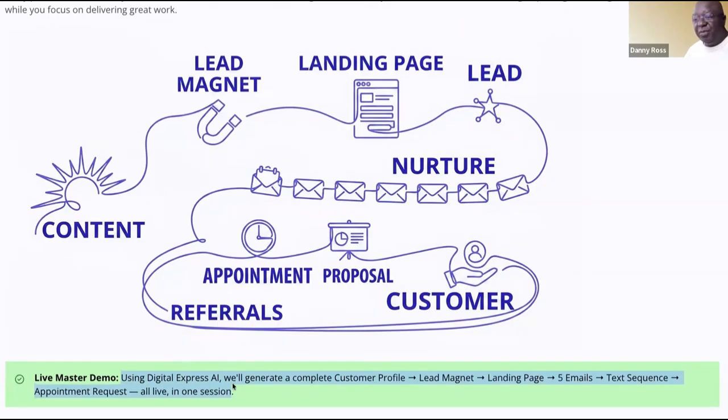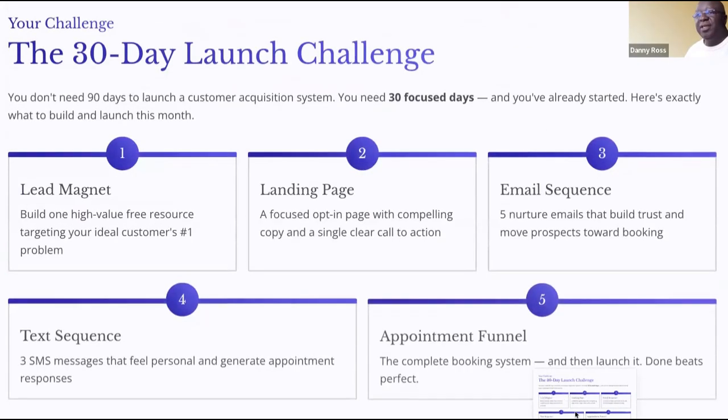And so you can do all of this. Of course, you would use your business, including all the way out to the profile, lead magnet, landing page, 5 emails, text sequence, and all of that done in a few moments. So that's kind of like the thing.